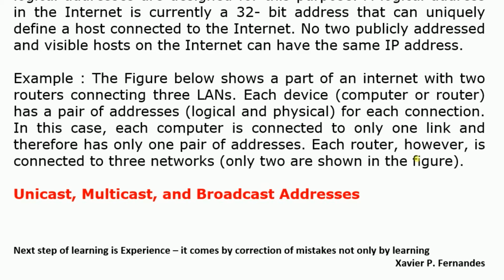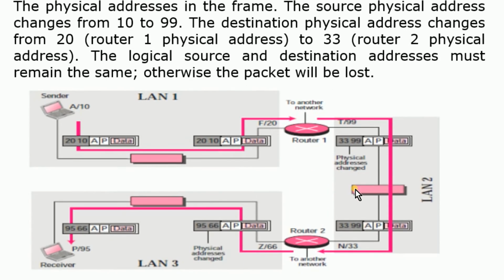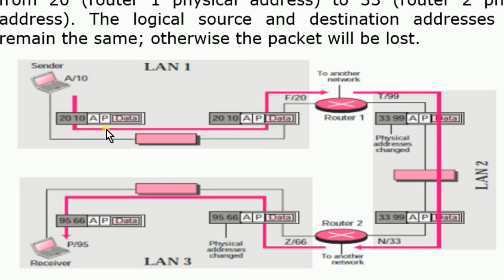In this case, each computer is connected to only one link and therefore has only one pair of addresses. Each router, however, is connected to 3 networks. And in the figure we can see here, there will be 2 parts, the physical address system and the logical address system. And you can see here the logical address is the same throughout the network, but the physical address is changing.